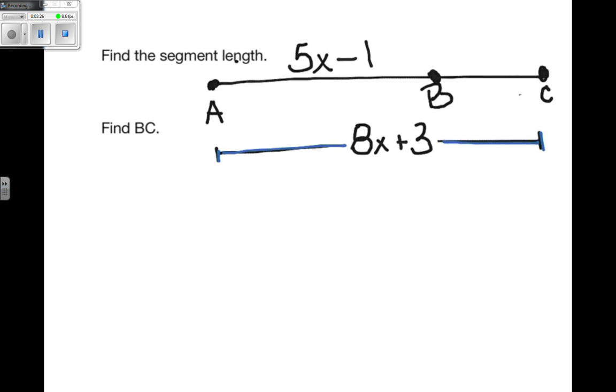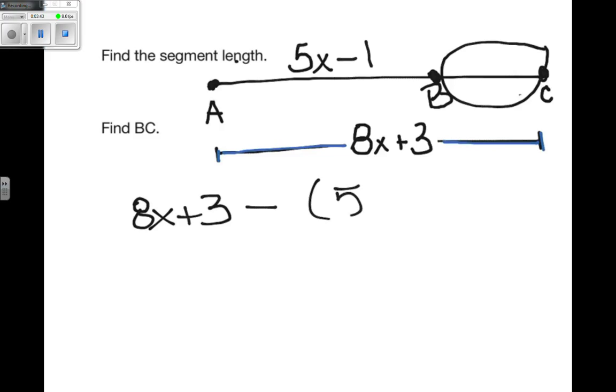Well, if I want to find this unknown piece from B to C, I can take the total line segment minus the one part that we do know. So we would take 8x plus 3 and subtract 5x minus 1. Now be careful, when we are subtracting, we know and understand that there is a negative 1 here that must be distributed to each of the terms inside of the parentheses. So let's do that next step.